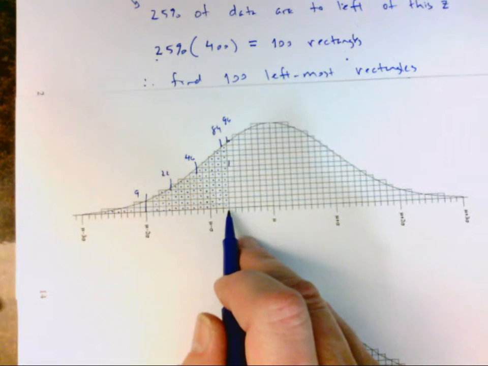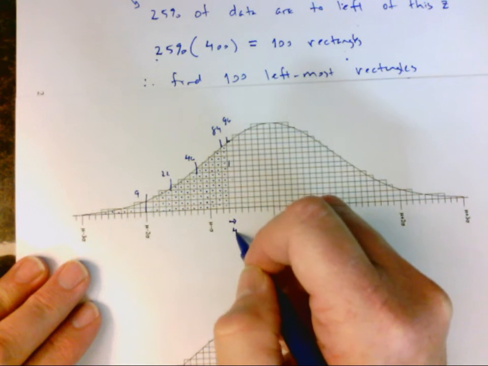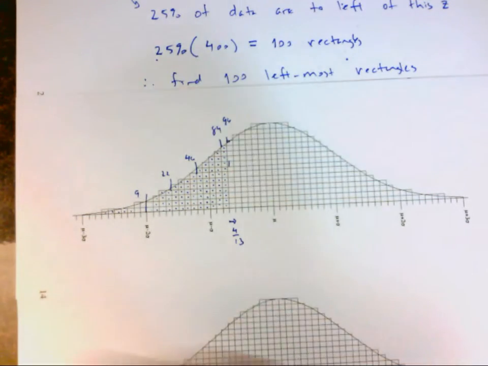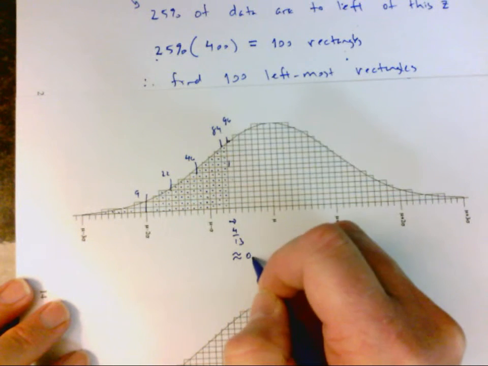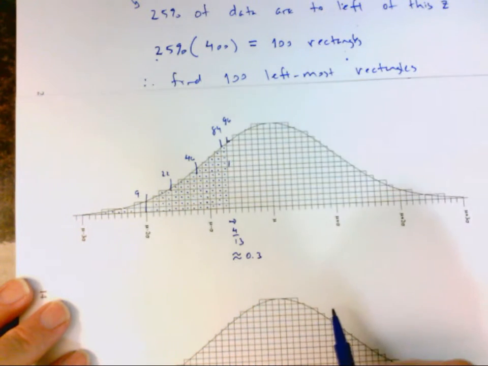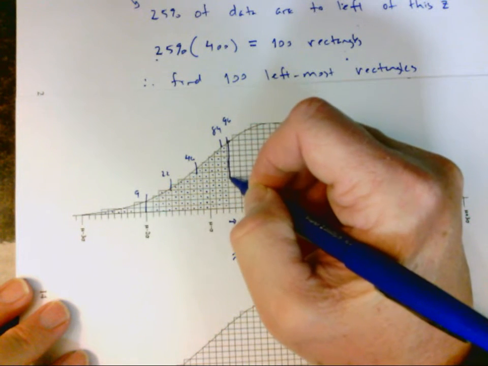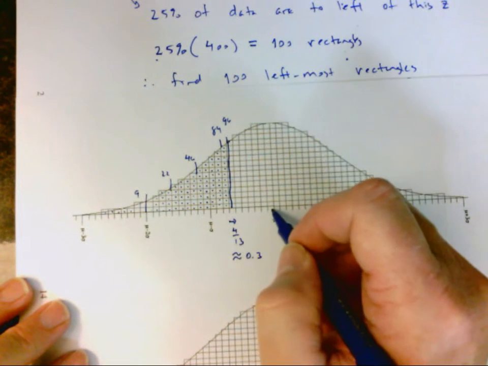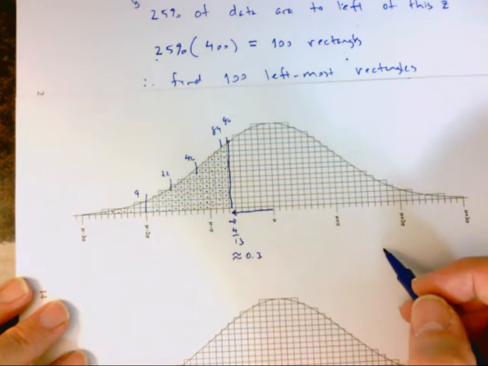So I would go an additional 4 out of 13 this way. Well, 4 out of 13 is an additional 0.3 that way. So I would have that distance be about 0.3. That means that I need to figure out what this z would be.